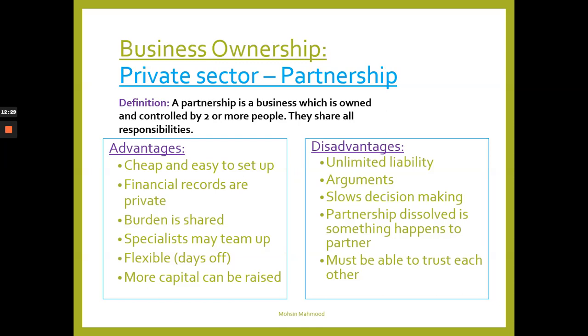The partnership is dissolved if something happens to a partner. So if a partner decides to quit, or in the unlikely or unfortunate circumstances a partner passes away, the partnership is dissolved. They must be able to trust each other, and this is a key disadvantage, because if they can't trust each other, there'll be a lot of issues, and a lot of people have broken up partnerships due to trust issues. I know a lot of people personally who have broken up partnerships, and when I've asked why, they've said I couldn't really trust him, they made off with the money, or other reasons.